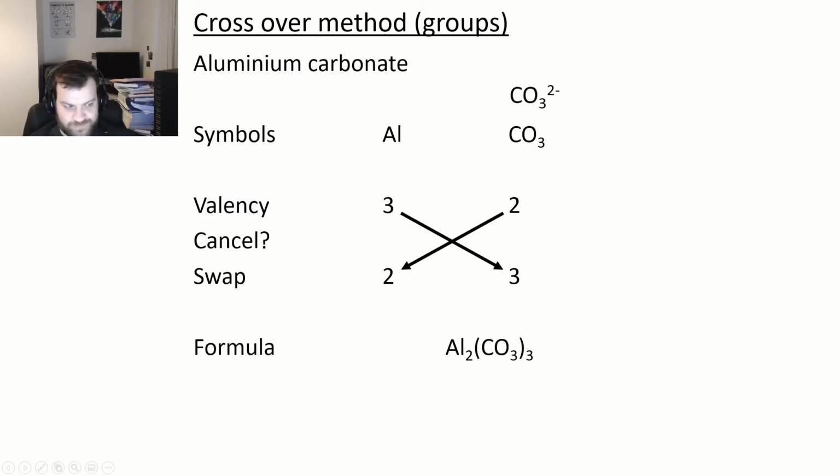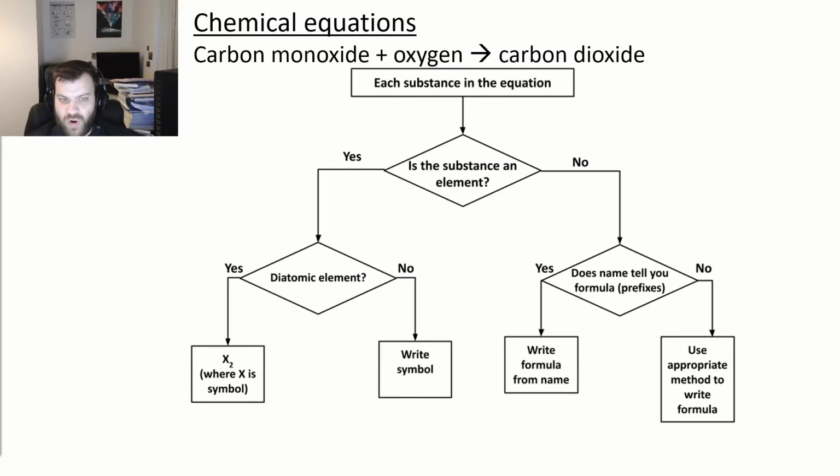If we were then going to put all of this together, we have carbon monoxide, which is not an element, but does have prefixes. We have oxygen, which is an element and it's diatomic. And carbon dioxide is not an element and does tell us the formula. And we get that CO plus O2 reacts to give CO2.